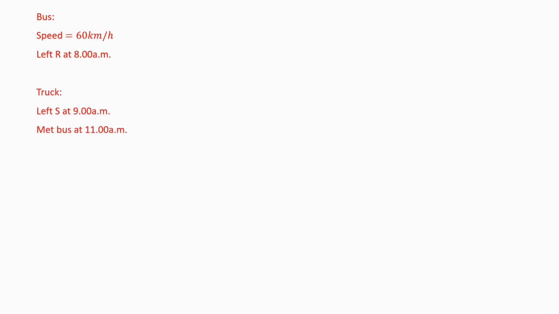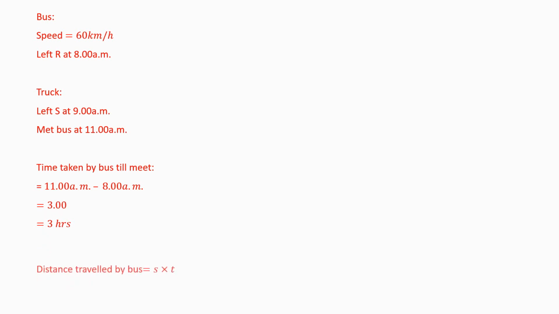So in summary, we've been told that the bus speed was 60 kilometers per hour and it left R at 8 a.m. and the truck left S at 9 a.m. and it met the bus at 11 a.m. So we need to find the distance that the truck had traveled, and to obtain that distance we need to know the distance that the bus had traveled up to the meeting point. And so we know that the time taken by the bus until the meeting time was 11 minus 8, since they met at 11, which is 3 hours.